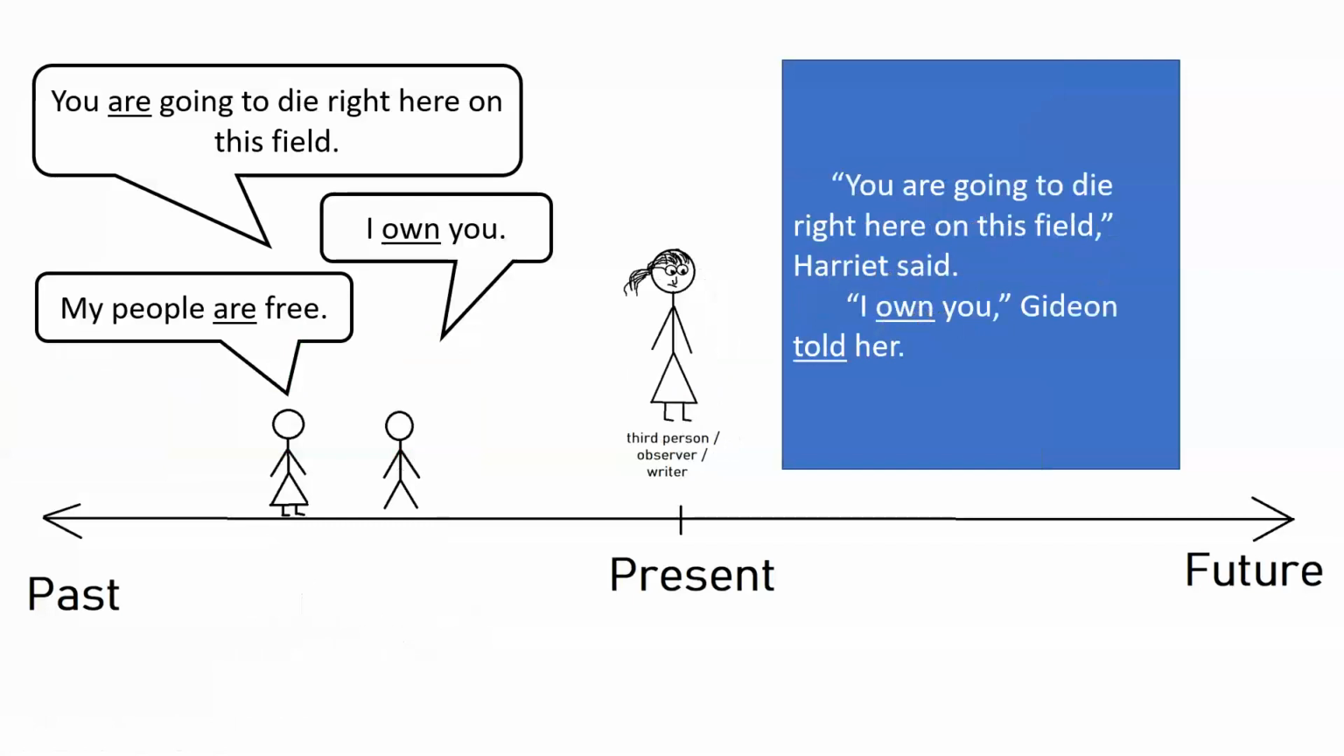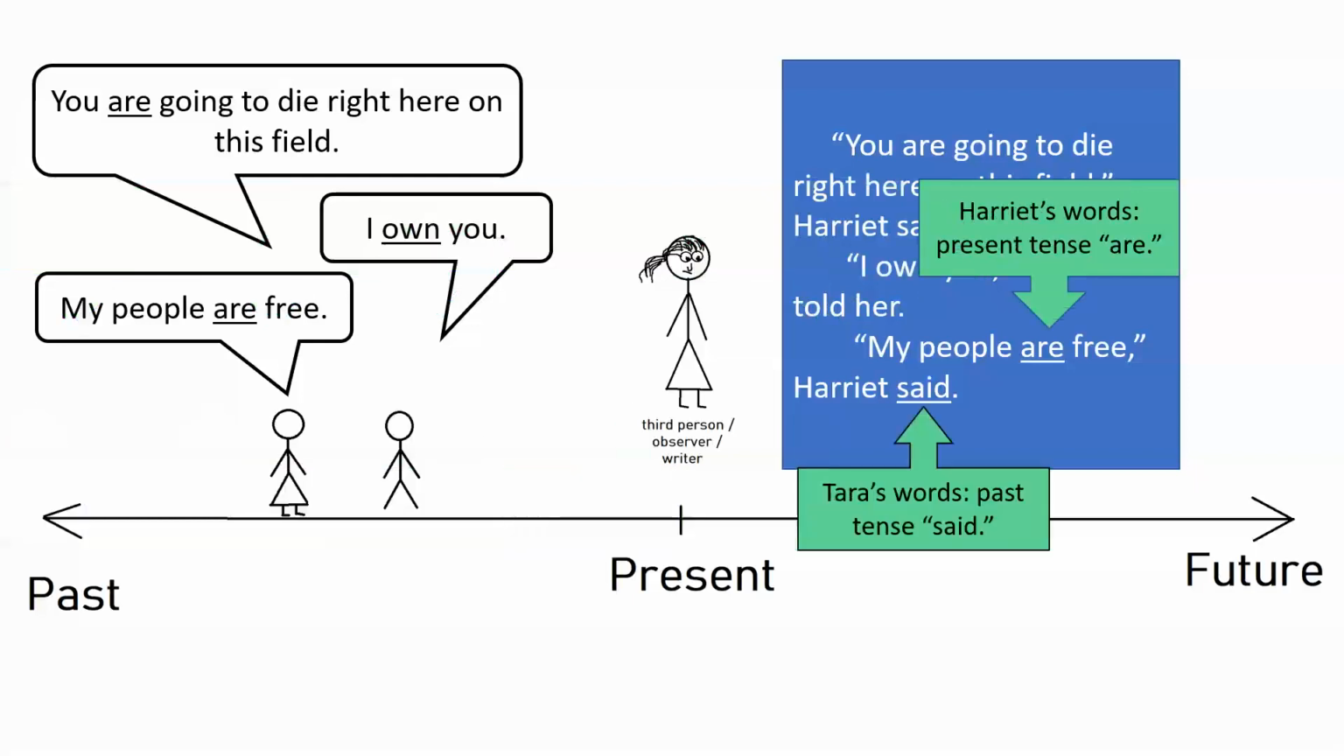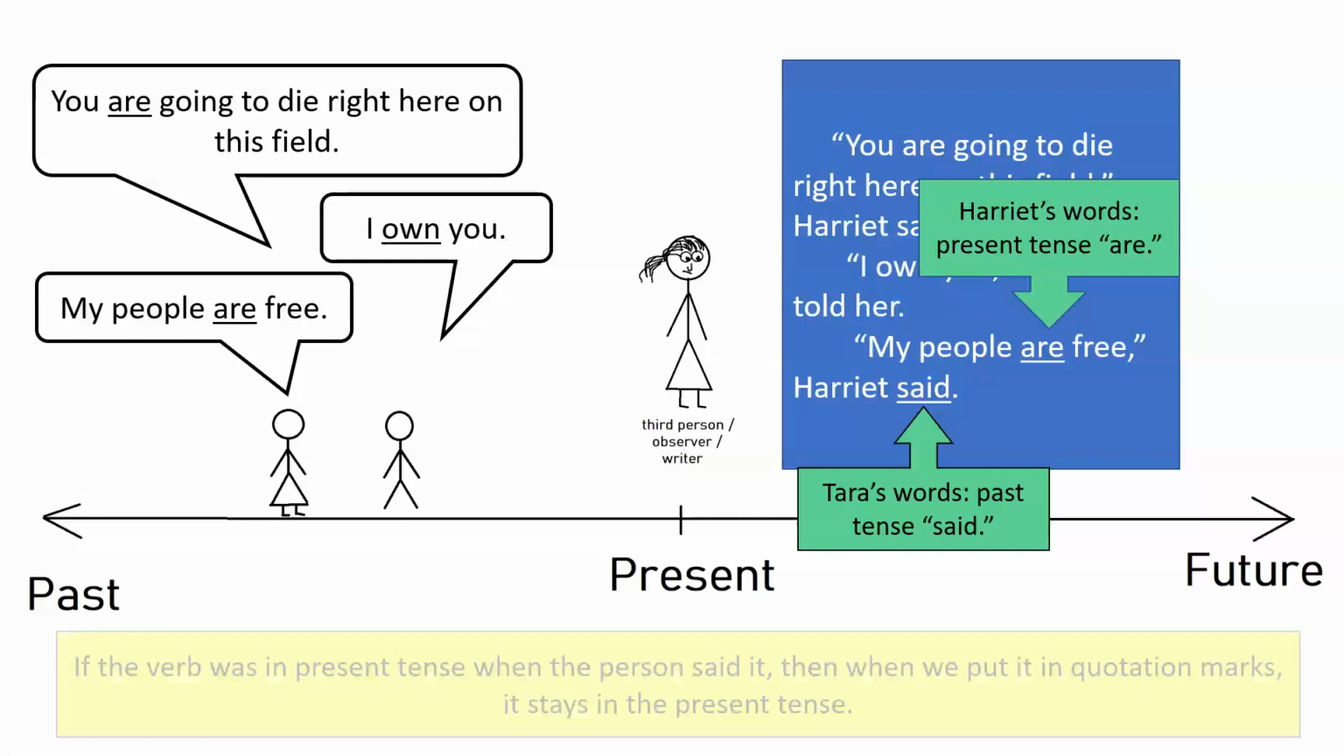And then here, Gideon's words are in quotation marks. "I own you," Gideon told her. So own is in the present, but told her is in the past. And then when Harriet says the next thing, "My people are free," Harriet said. Those are Harriet's exact words. And then as I go back to telling the story, I use the past tense said. So I'm switching back and forth between present and past because whatever's in the quotation marks has to be exactly what they said at the time.